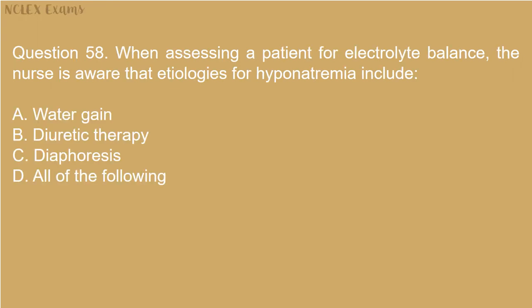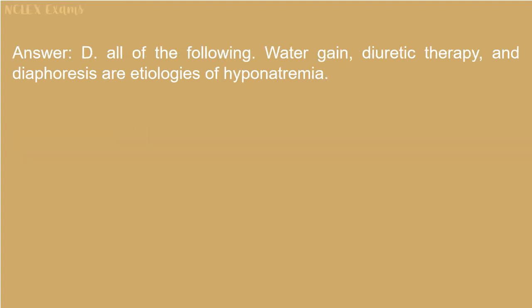Question 58. When assessing a patient for electrolyte balance, the nurse is aware that etiologies for hyponatremia include A. Water gain. B. Diuretic therapy. C. Diaphoresis. D. All of the following. Answer D. All of the following. Water gain, diuretic therapy, and diaphoresis are etiologies of hyponatremia.